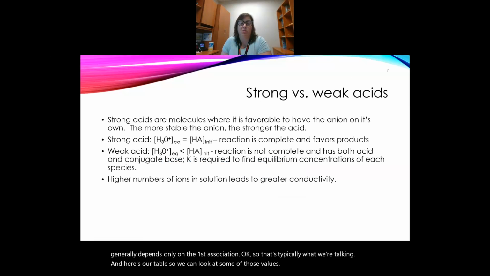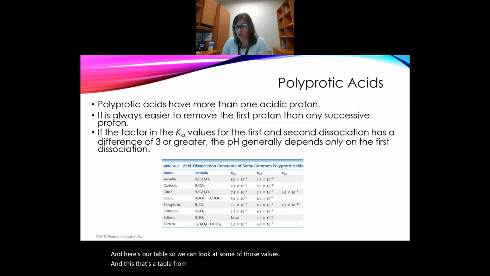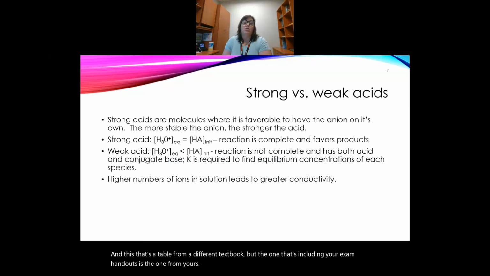That's a table from a different textbook, but the one that's included in your exam handouts is the one from strong versus weak acids.